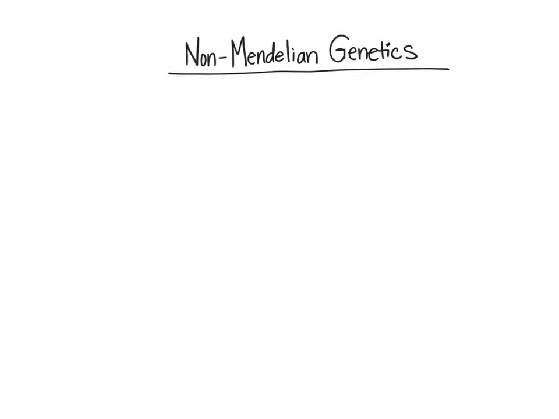Right, so we're going to take some time to talk about some non-Mendelian genetics now. Up until now, what has been discussed are Mendelian genetics. What we've really been talking about is called complete dominance. This is called complete dominance because this is the situation where the heterozygote exhibits the trait associated with the dominant allele, but not that of the recessive allele.